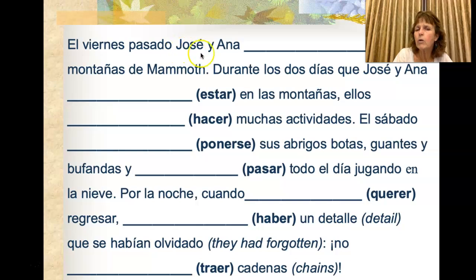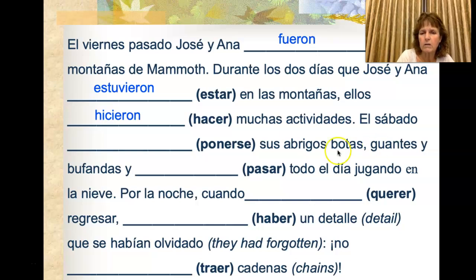El viernes pasado, José y Ana, the verb is ir, if you can see it there. So it would be, what would it be? Ellos fueron a las montañas de Mammoth. Durante los 2 días que José y Ana estar en las montañas, how do we put estar in the preterite? Remember? Estuvieron. Ellos hacer muchas actividades. How do we do hacer in the preterite? Remember? Hicieron muchas cosas, right?